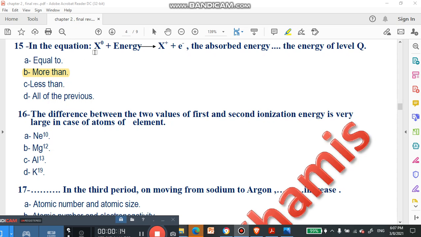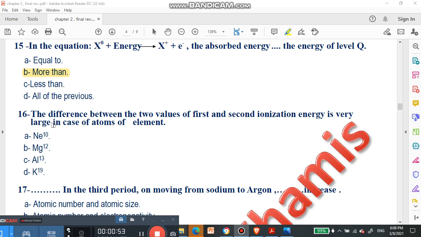In the equation, X⁰ plus energy gives X⁺ plus an electron removed. So if we are in oxidation state 0 and we increase the oxidation number, we are giving energy, or absorbing a large amount of energy, to reach from 0 to 1, or from 1 to 2, or from 2 to 3. So by increasing the oxidation number, the amount of energy absorbed increases. So the absorbed energy is more than the energy of level Q.